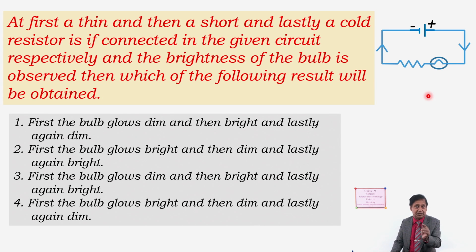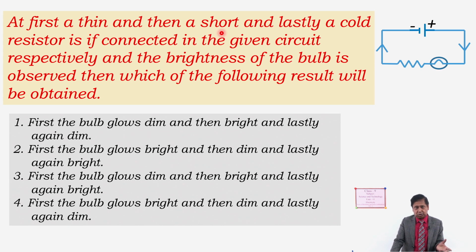Now remember, first dim, and then short is used. A short wire has less resistance. If less resistance, then the bulb will be brighter than the previous. When thin is used, dim. When short is used, then bright. Lastly, if a cold resistor is used, cold has less resistance, but hot has high resistance. If less resistance, then again the bulb glows brighter.